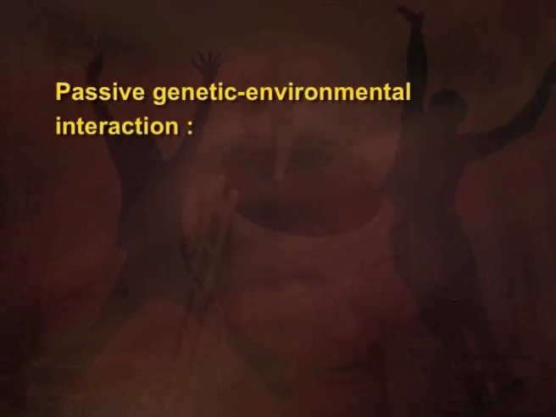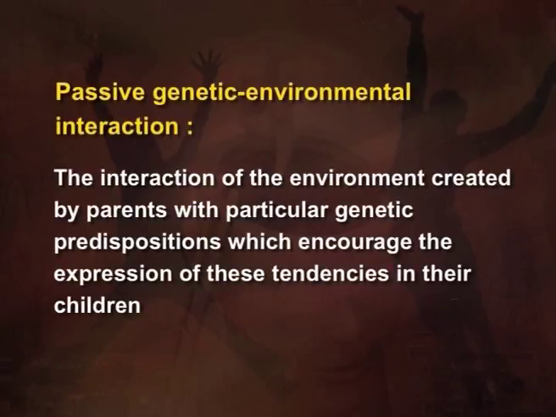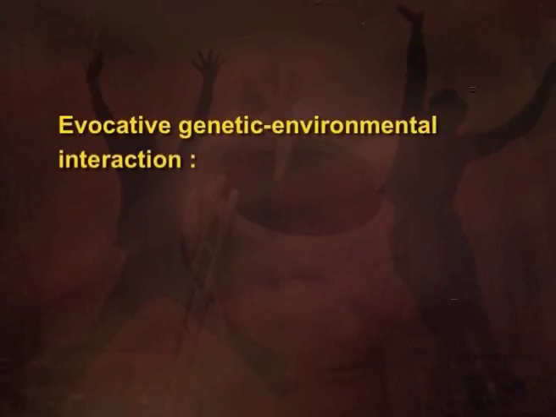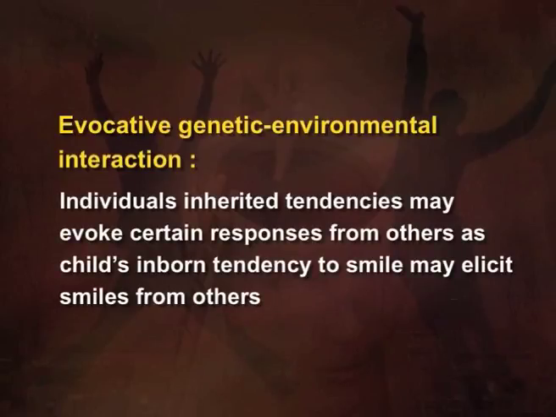Firstly, let us look at the passive genetic-environmental interaction. This is the interaction of the environment created by parents with particular genetic predispositions, which encourages the expression of these tendencies in their children. Secondly, the evocative genetic-environmental interaction. Individuals' inherited tendencies may evoke certain responses from others, as a child's inborn tendency to smile may elicit smiles from others.